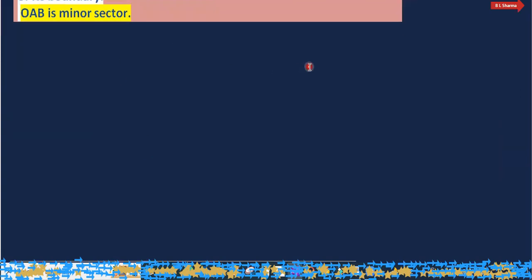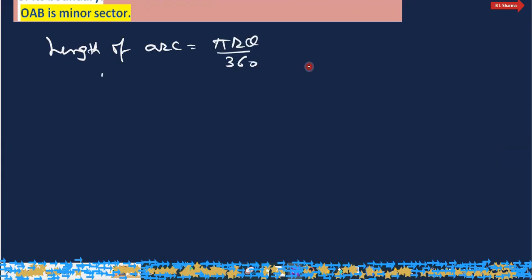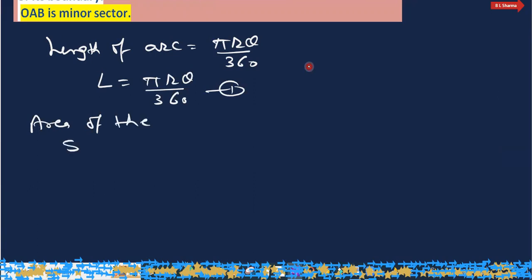We know that length of arc is given by pi r theta upon 360. So we can represent by L, that is pi r theta upon 360. And we know that area of the sector of the circle, that is A, is given by pi r square theta upon 360.